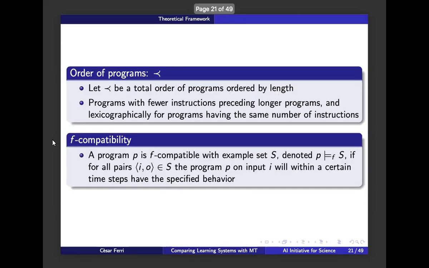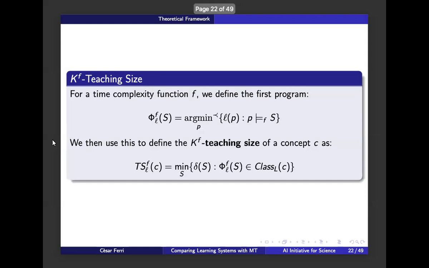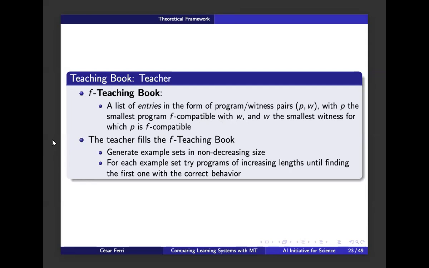Okay, so considering this as compatibility, we developed a new definition that is here, teaching size, with which we are able to establish this machine teaching framework. And with this framework, we want to write what we call the teaching book. What is the teaching book? The teaching book is a list of pairs in the form of programs and witness sets, in which for each program we find the smallest program compatible with the smallest witness set for that.